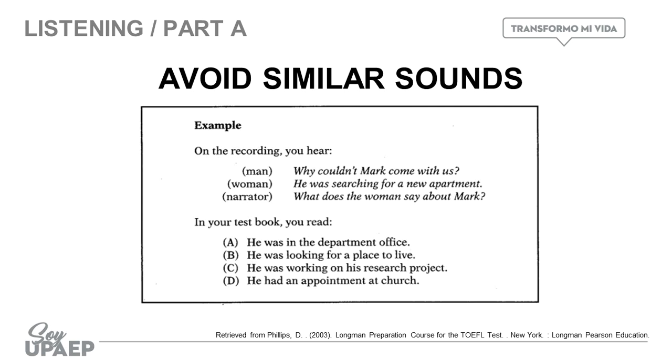Notice that it sounds completely different to what the second speaker said. Letter A cannot be the answer because department sounds very similar to apartment. Letter C cannot be the answer because research sounds very similar to searching. Letter D cannot be the answer because appointment sounds like apartment and church sounds like searching. Remember, you should always choose the option that sounds completely different to what the second speaker said.